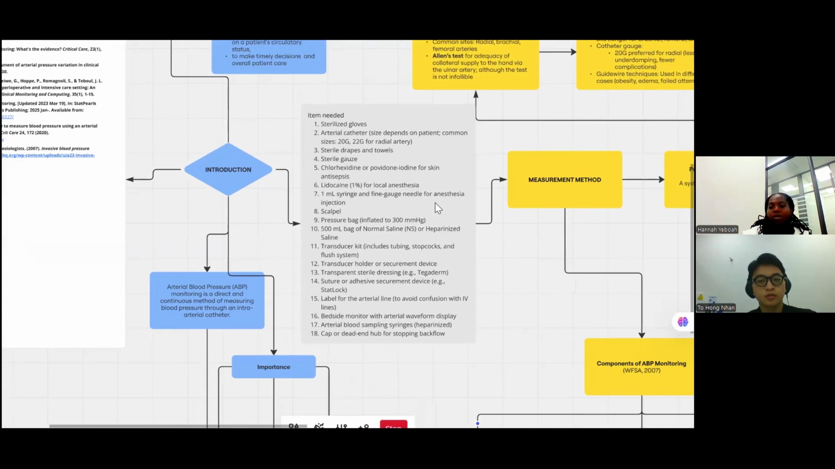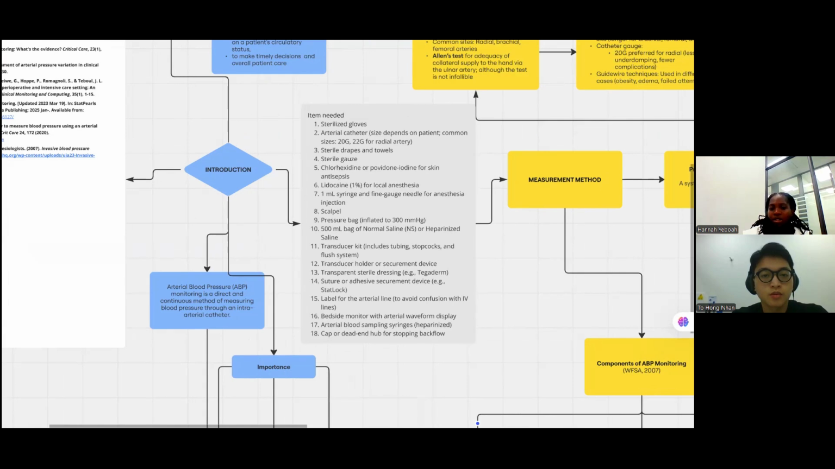I would like to talk about the items that we need when it comes to the measurement. First of all, we need sterilized gloves. We need an arterial catheter, and these catheters depend on the patient's size. For example, we can use a 20G or 22G, depending on how the patient's radial artery looks. Next, we need a sterilized drape and towels.